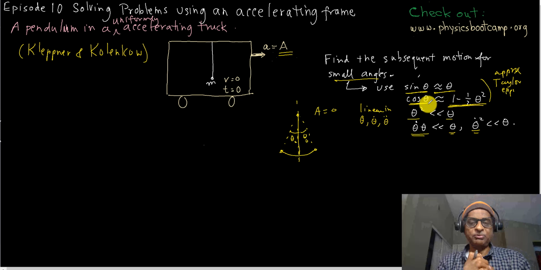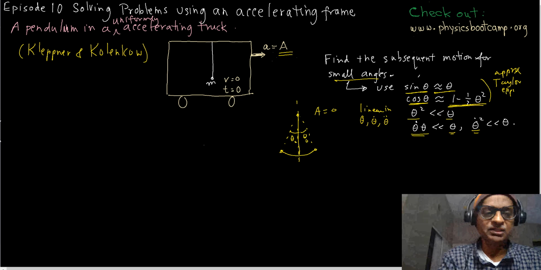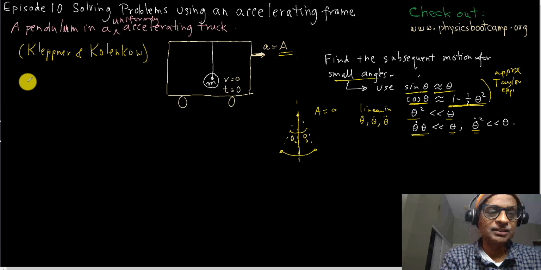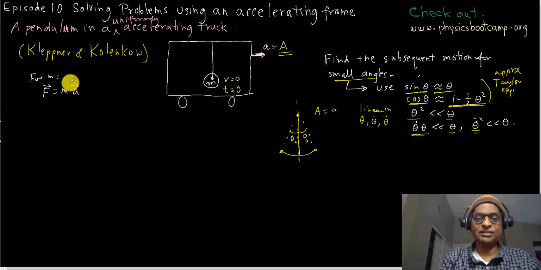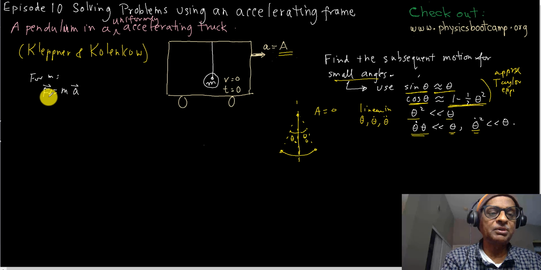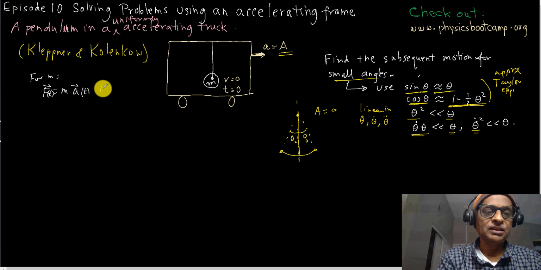So how do we proceed? You know that the law of motion for this one body, for m, is dictated by F equals mass times acceleration at an arbitrary instant t. So that's the equation of motion. But it's only true in an inertial frame.